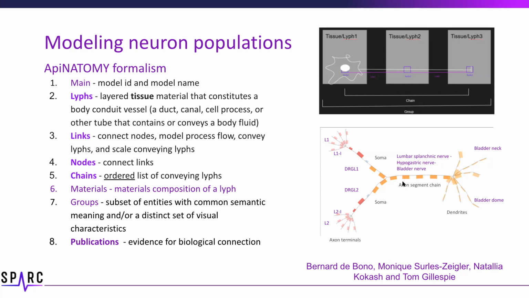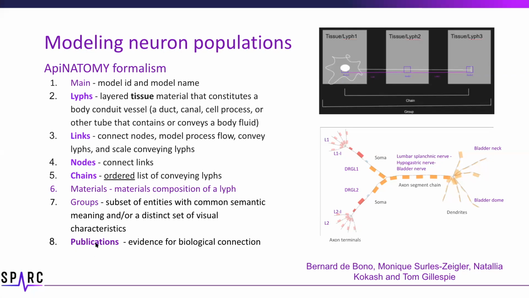And what you see down here is a representation of a complete put together neuron population that has its dendrites in the spinal cord, its axon over here, and then its axon terminals in the bladder dome and the bladder neck. And you can see the little individual components that ApiNATOMY defined, which it then appended together to form a single chain that can be used to look at gross connectivity.